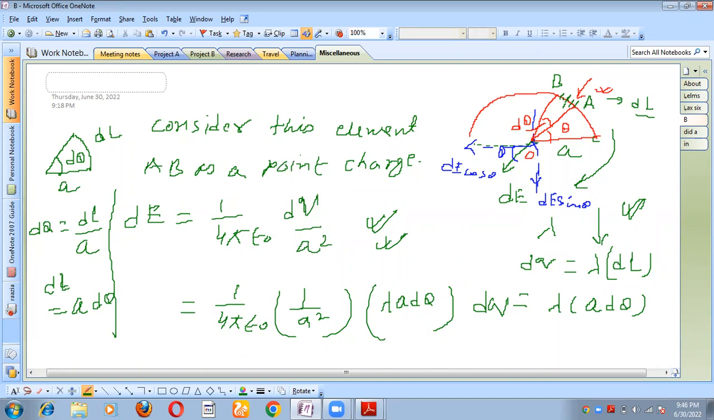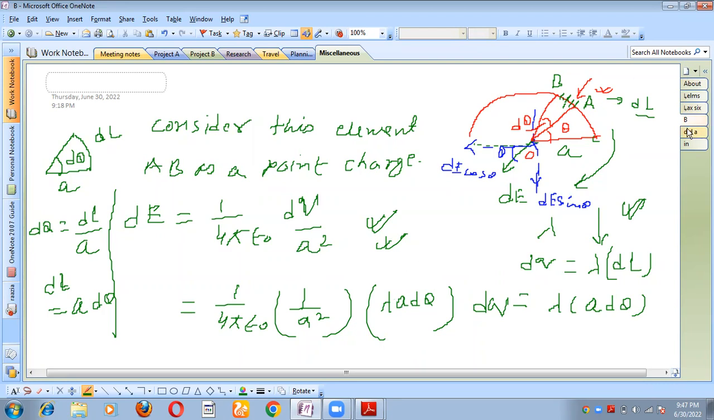For that we applied this concept: arc angle theta is equal to arc length upon radius. From that we have calculated the dq. What was dq? dq was lambda dl. And what is dl? dl is a d theta. So from that we put the value of dq as lambda a d theta. Everyone got this till now? Yes. I am briefing it again.